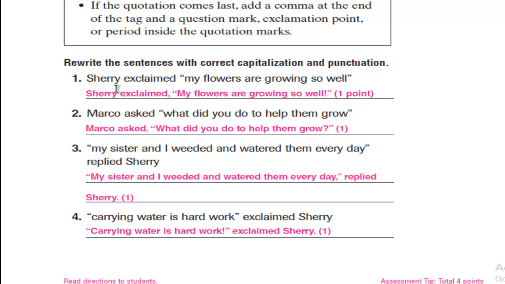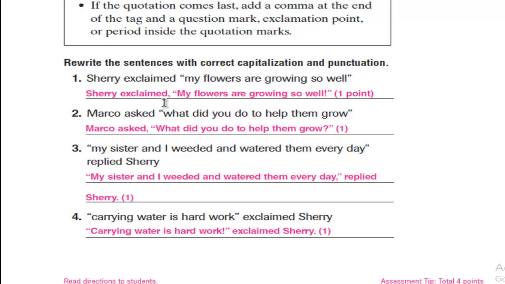Number 1. Sherry exclaimed, "my flowers are growing so well." So where are the exact words of Sherry? These words between the quotation marks are the exact words of Sherry. Okay, and she is exclaiming. So you have to separate the tag, which is Sherry exclaimed, from the quote, or the rest of the sentence.